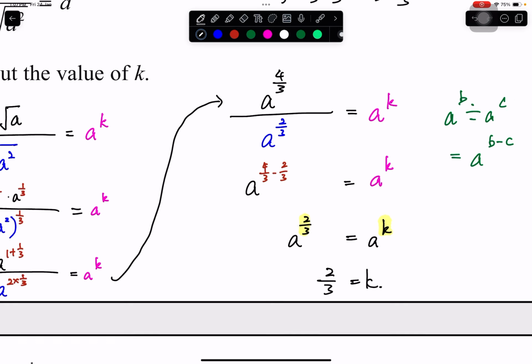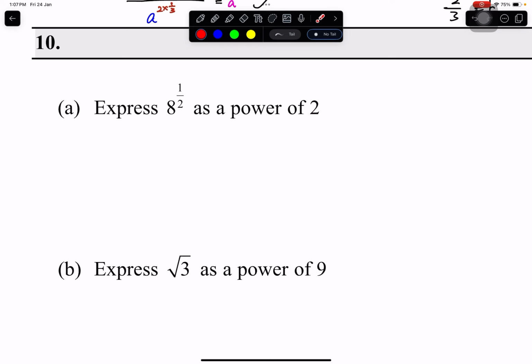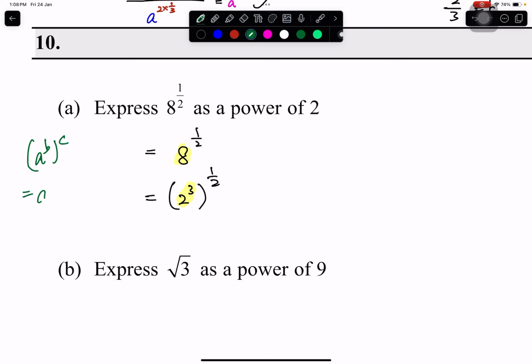Okay, express 8 to the power of 1 over 2 as a power of 2. So we are actually trying to modify a little bit. Again, 8 to the power of 1 over 2, we have to change the 8, right? This 8, we know that it's 2 to the power of 3. This is something you have to memorize. Modify that, then apply the power of a power rule, which is a to the power of b times c. You're going to have 2 to the power of 3 times 1 over 2, which is 2 to the power of 3 over 2. And that will be a power of 2.